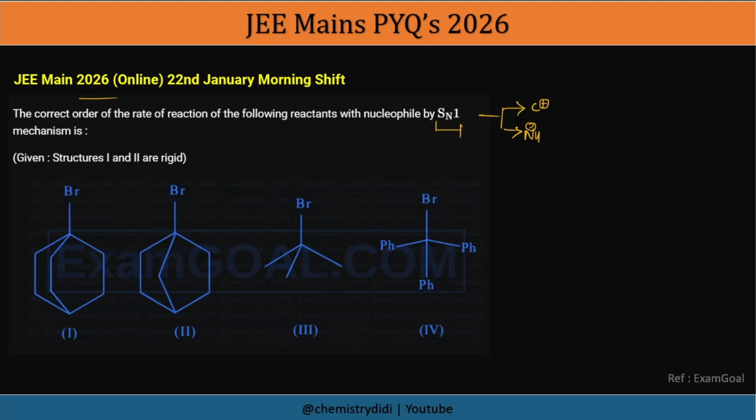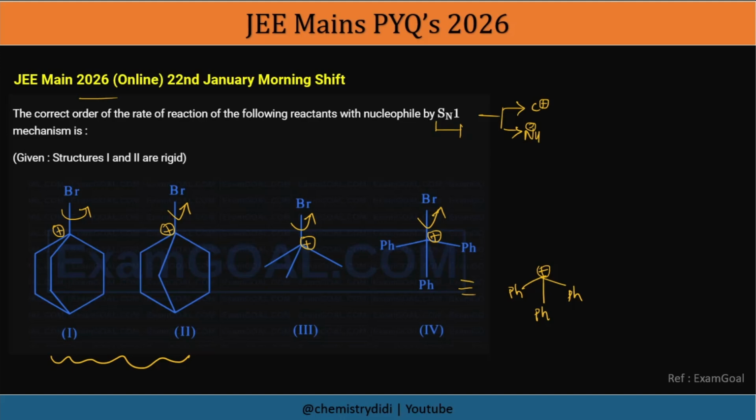Now what you'll do: the first step is that bromine will leave as a leaving group and form a carbocation over here. I'm just writing it directly. This will leave and form a carbocation on this carbon, and this will leave and here it forms a carbocation, and this will leave, here it forms a carbocation. It is shown like this. Here Ph means phenyl group, meaning benzene groups.